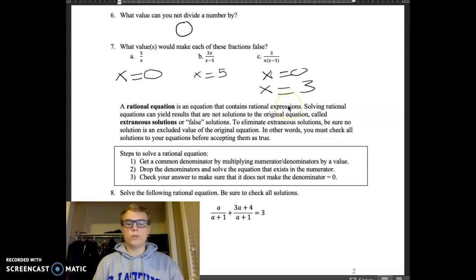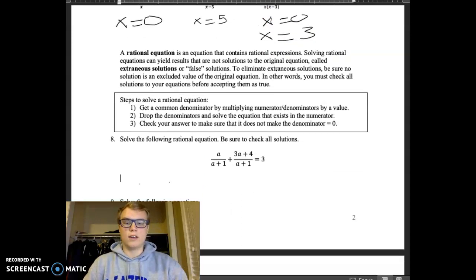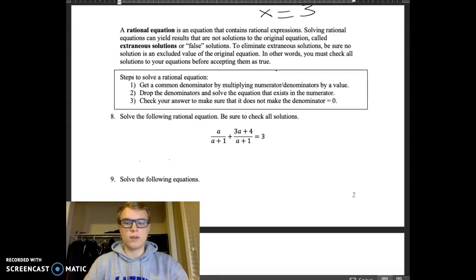Okay, so hopefully this was fairly easy for you guys. You should have gotten x equals 0, x equals 5, and then x equals 0 and 3 for C. As you can see, you have an x here. So just like when you factor, you set it equal to 0. So this one would have to be 0. This one would have to be 3. Okay? So moving on to this part, we're actually at the rational equations.